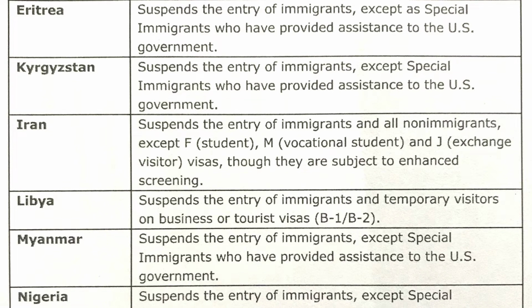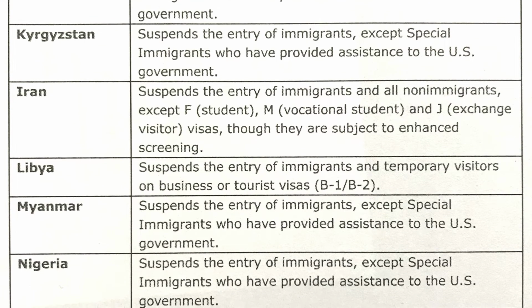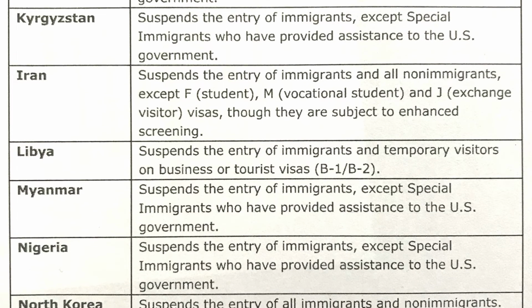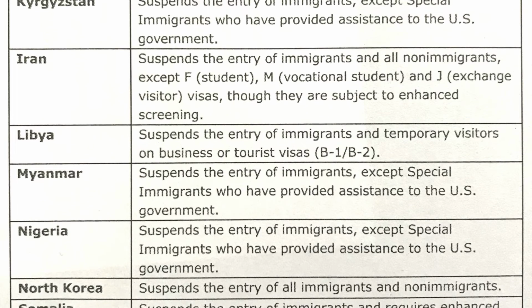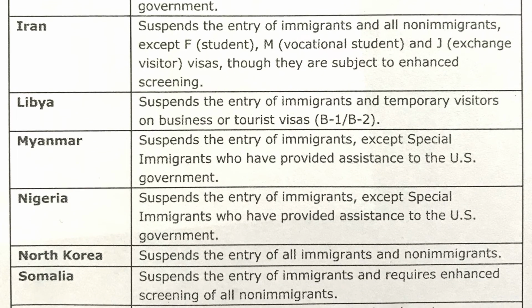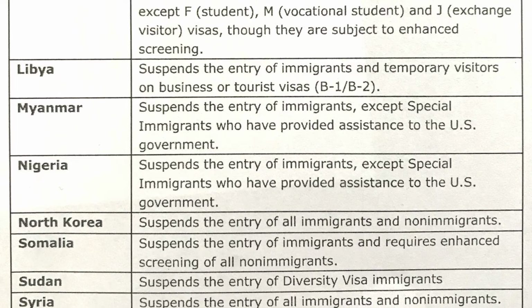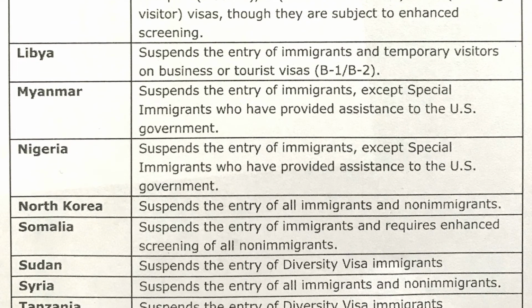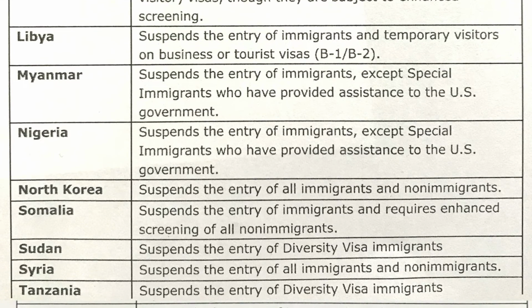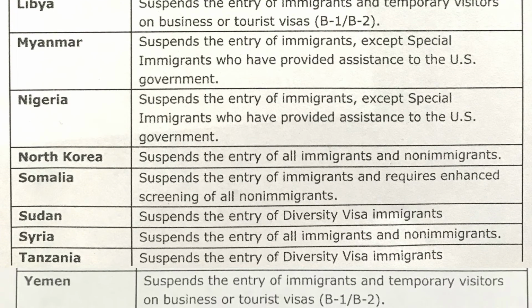So let's run through the list of the countries that are on the travel ban and explain what they are. Kyrgyzstan: the ban suspends the entry of immigrants for green card purposes, except special immigrants who have helped the US government. Iran suspends the entry of immigrants, specifically for green card purposes, and non-immigrants, except F students, M students, and J exchange visitor students, though they are also subject to very strict scrutiny. Libya: in this case, the ban suspends entry of immigrants for green card purposes and temporary visitors on business or tourist visas like B1, B2s, and of course, student visas as well.